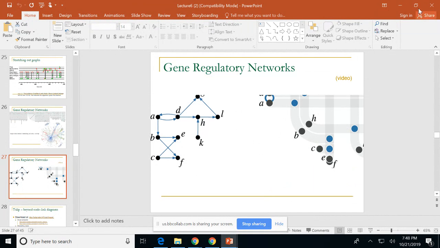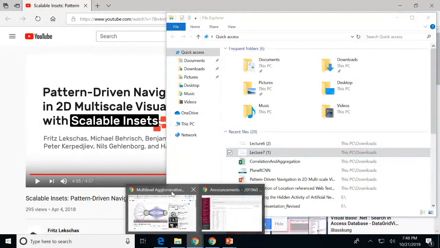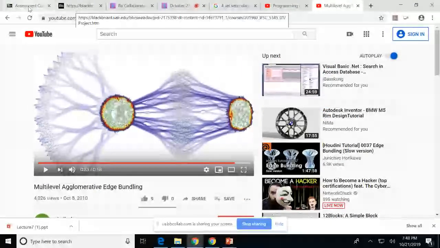So here is how this works with a larger graph, and they have different ways of shortening those or aggregating, selecting different nodes. I have that on Blackboard.